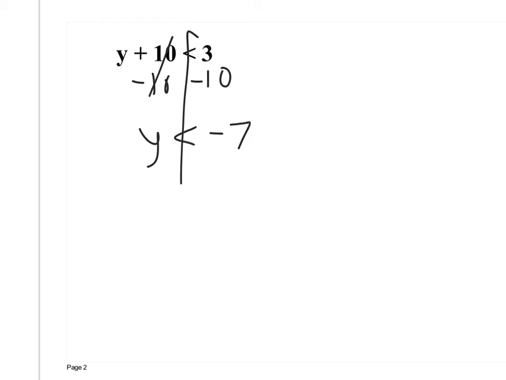Which, I should check my work. What is a number less than negative 7? Negative 8. I like negative 10 because it comes out easier. What's negative 10 plus 10? 0. Is 0 less than 3? Yes, so that makes it a true statement. This must be your answer.